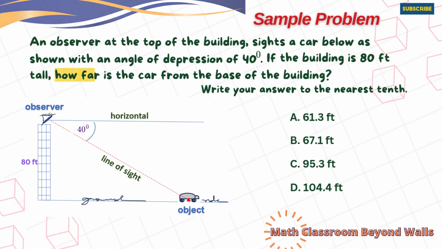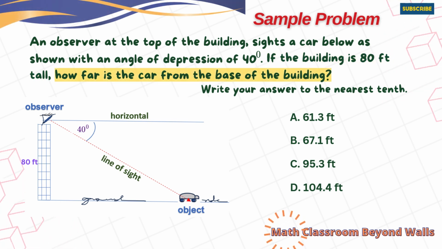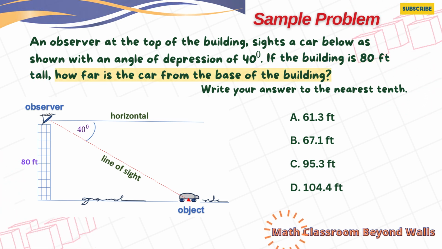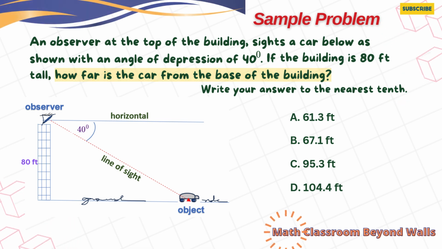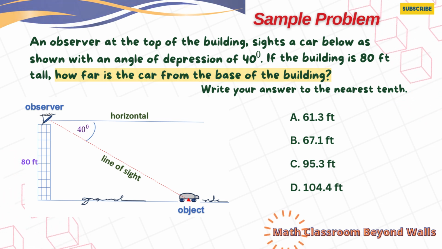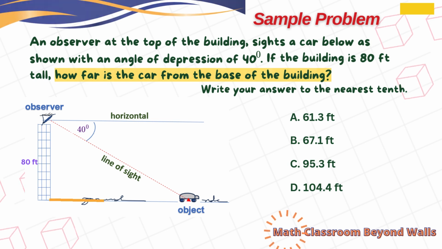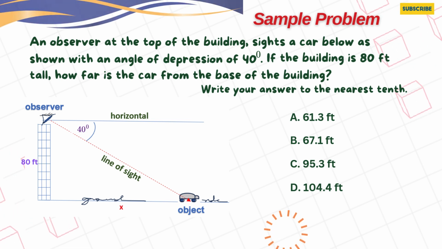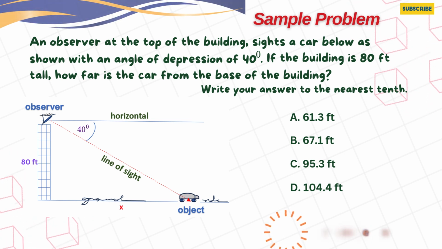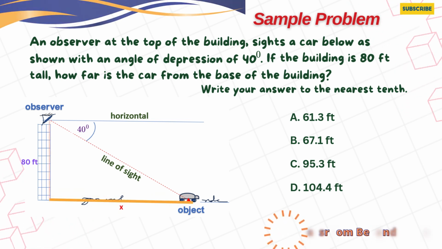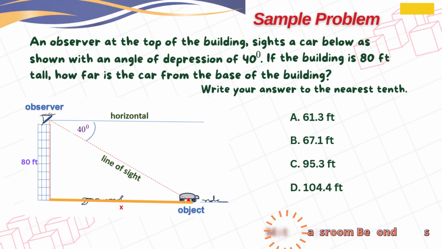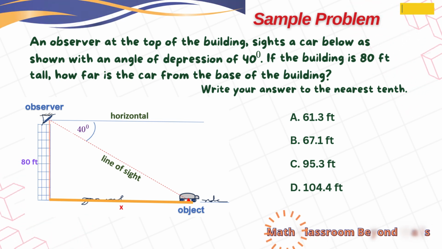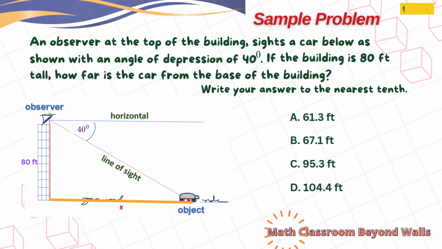Next, it says how far is the car from the base of the building? For this, we put an X on the part of the triangle representing this distance, the distance between the base of the building and the car. Okay, next, we assume that the angle between the ground and the building is 90 degrees. So we will put a box indicating that we have a 90-degree angle on the figure.